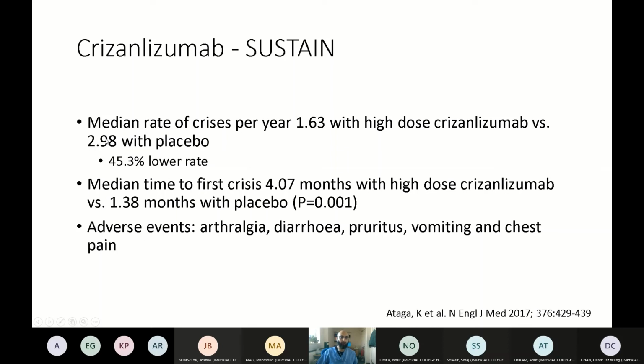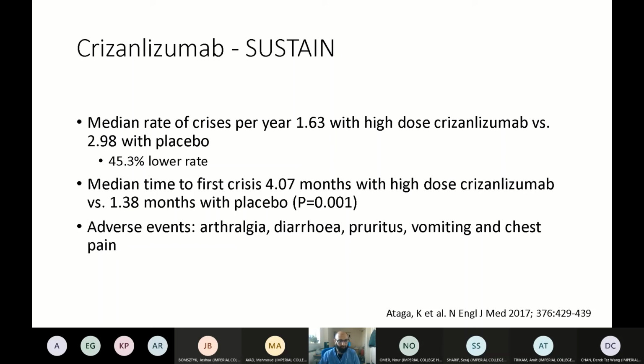Further to this very promising outcome in this study, it should actually be noted as well that the other parameters that they looked at in the study were hemolysis markers, and those hemolysis markers were not significantly changed in patients who are on crizanlizumab. So as expected, a drug which blocks the adhesion of cells to the vascular endothelium works mainly by blocking vascular occlusion, rather than impacting on the hemolysis or pathophysiology of the disease.